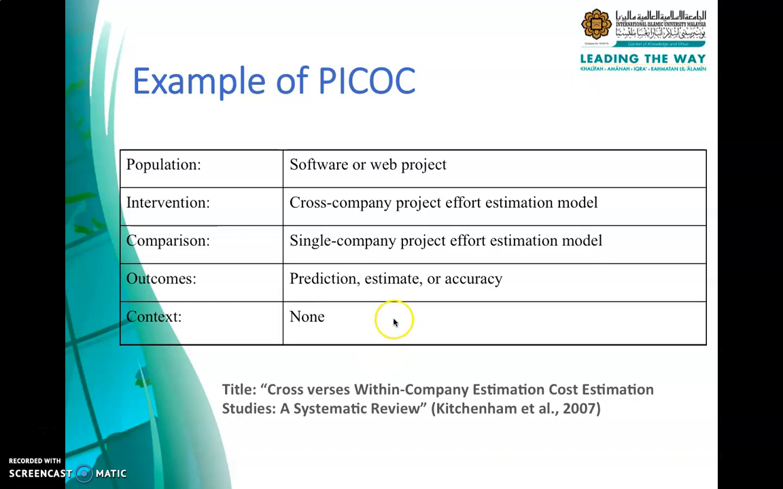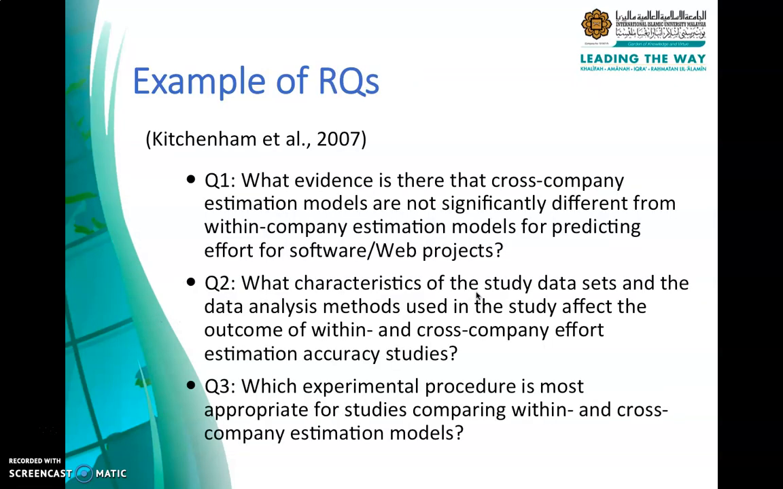This is a PICOC from a paper by Kitchenham. They were conducting a systematic review on cross-company versus within-company cost estimation studies. Their population is software projects. For intervention, they are looking at effort estimation models related to cross-company projects, and they wanted to compare them with effort estimation models from single-company projects. The focus is on prediction, estimation, or accuracy. Having this PICOC helps them to focus on the research questions.